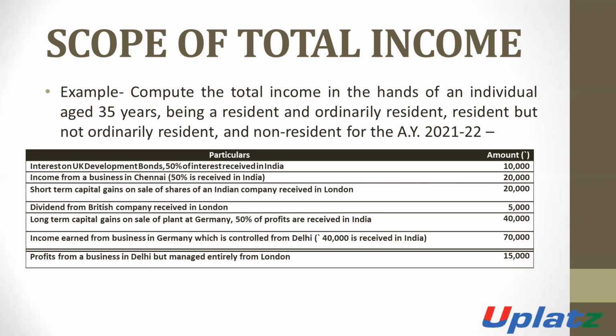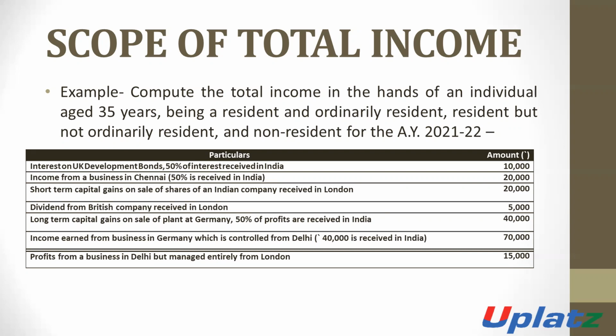Compute the total income under the heads of an individual whose age is 35 years. Now we will discuss an example, and as per this example, there is an individual and the age of such person is 35 years. He is a resident and ordinary resident, but not ordinary resident means in all situations there is a requirement, means there are three situations. Number one, he is the resident and ordinary resident of India. Number two, he is the resident but not ordinary resident of India. And number three, he is the non-resident of India.